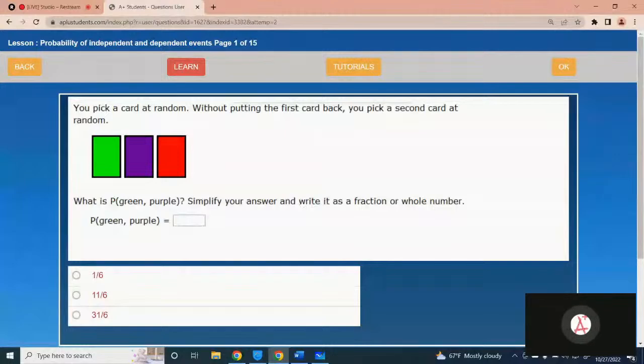For the first time, you pick a card out of the three. You have a total of three cards: green, purple, and red. So for the first time, you have three options. You can select any card out of three. Got it? But for the second time, you haven't put back the one you selected the first time. Now for the second time, you have just two cards left. That's how both the events are dependent. Got it? So just look at the probability. We have to find the probability of green and purple.